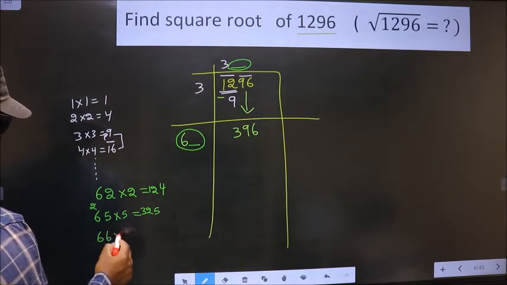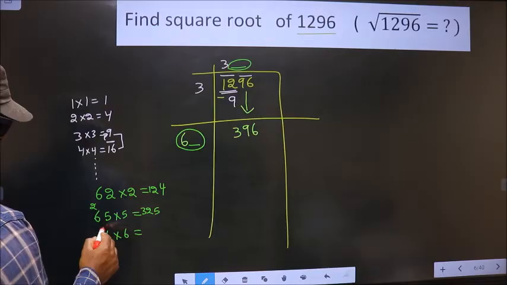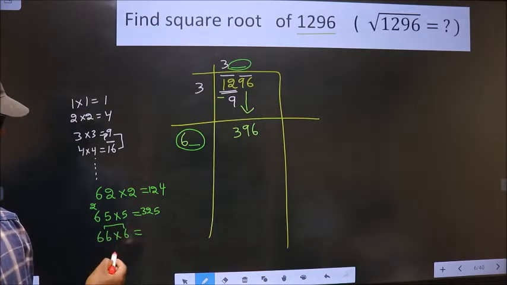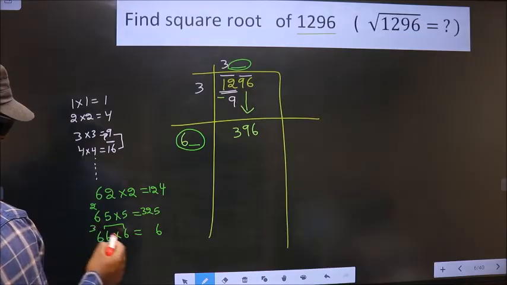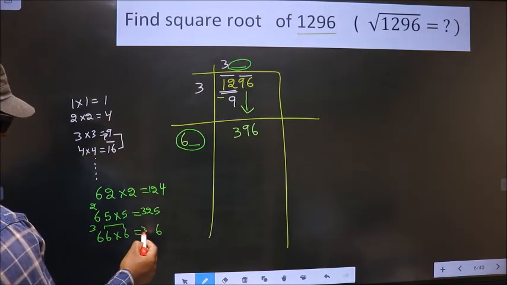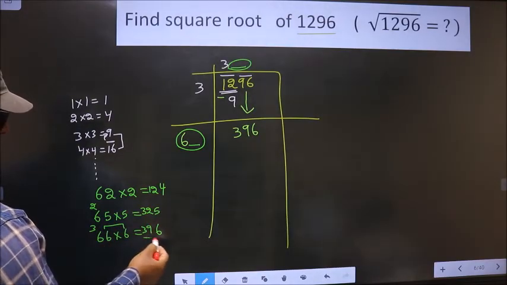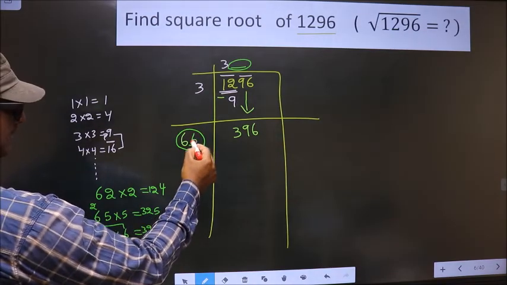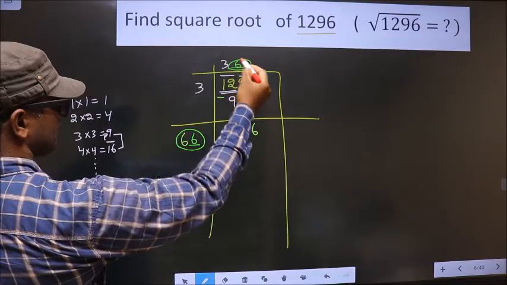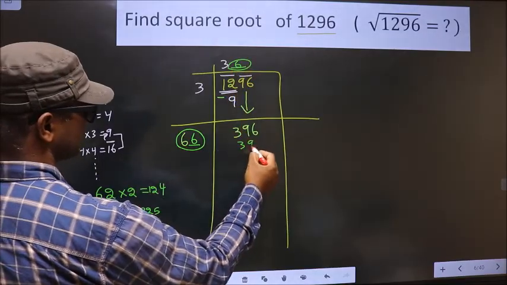If we take 6, these two numbers have to be the same. So 6 into 6, 36. 6 into 6, 36 plus 3 is 39. We got exactly 396. So here you write 6, here also 6, and here 396.